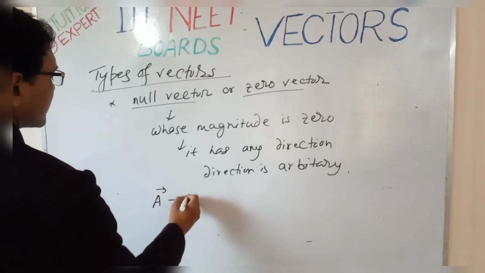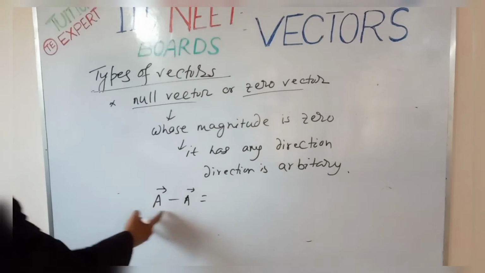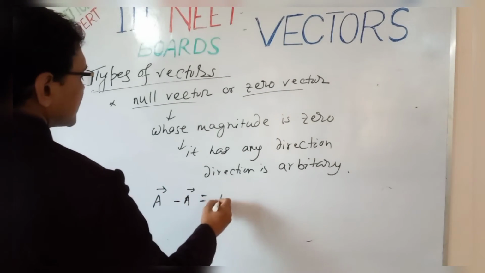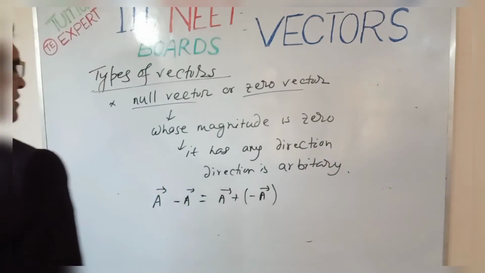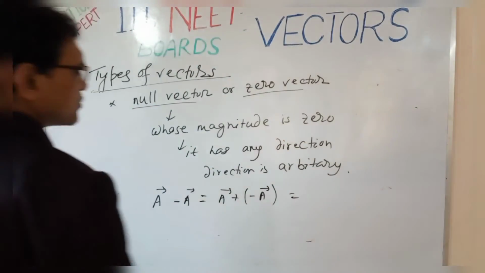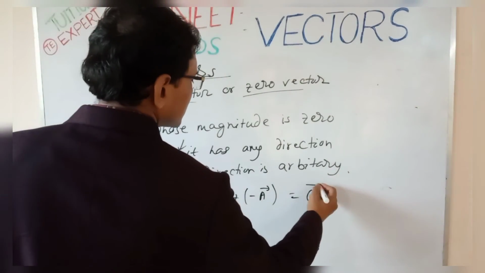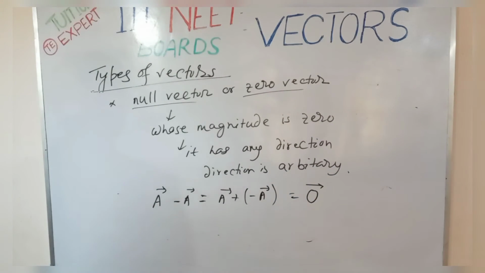Suppose a minus a. What can we write with a minus a? A minus a, we can write a plus of minus a. So here the magnitude is 0, but it has a direction. So this is called a null vector. The direction of a null vector may be arbitrary.